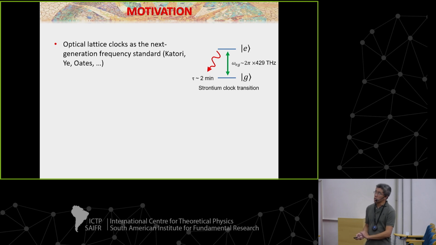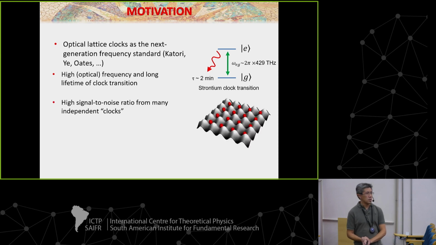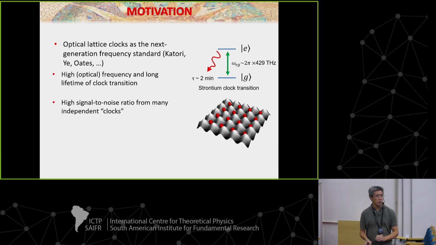So you could just take one atom, and some people do that. But then you can get greedy and try to put many atoms together, and benefit from signal to noise ratio. So ideally, the simple story is if I have 1 million atoms in an optical lattice, then I have 1 million independent clocks. So when I average the signal from all those things, I get a signal to noise ratio that's the square root of a million, or 1,000 times better than that of a single clock. So that's the motivation behind using things like strontium atoms in optical lattices.